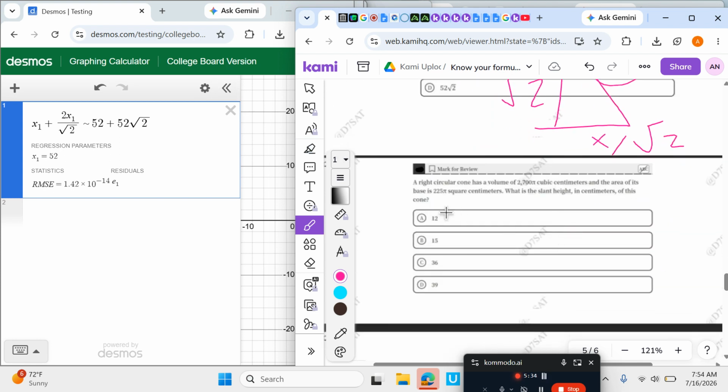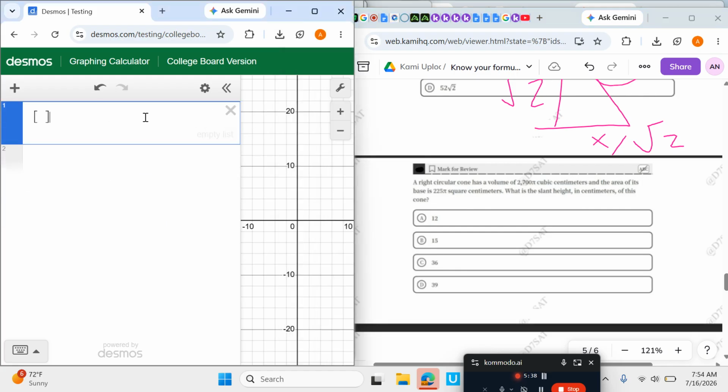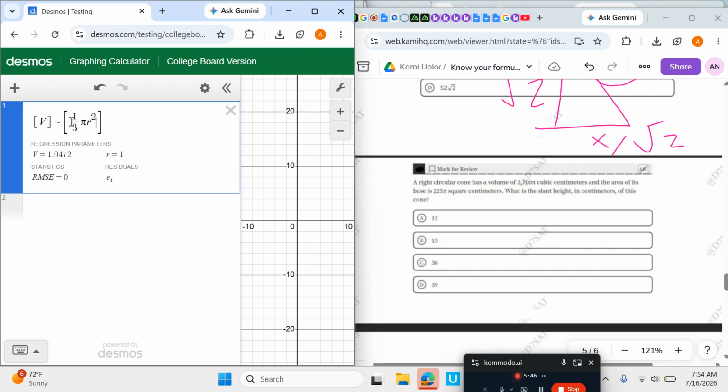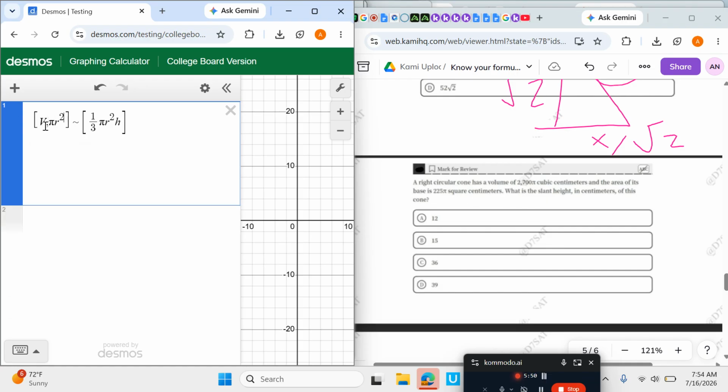All right, right circular cone. So put in the formulas, guys. This is easy. So we have volume is 1/3 pi r squared h, right? And then I know that pi r squared is equal to 225 pi, right? And then I just put the slant height equation: radius squared plus height squared is slant height squared.